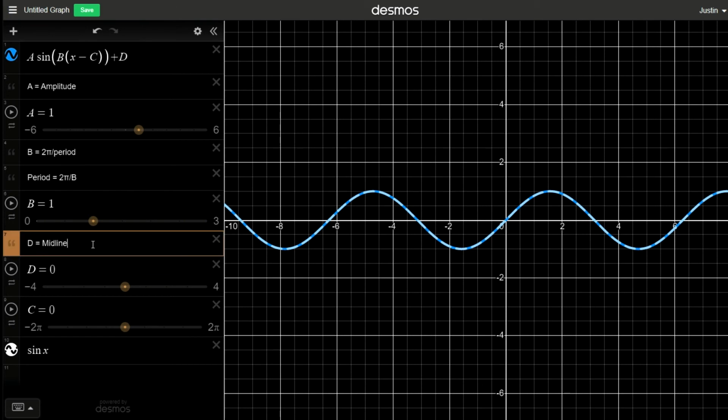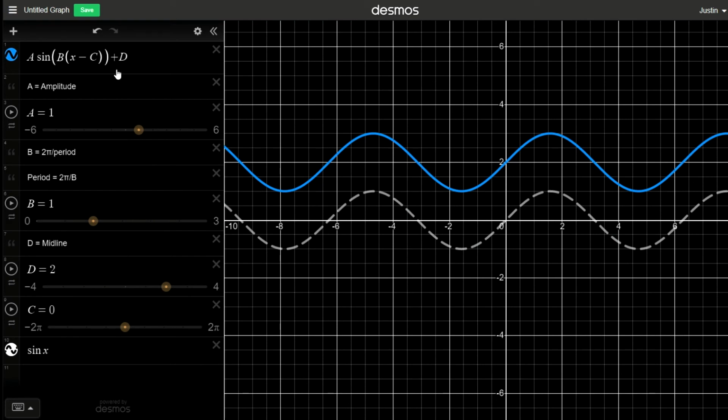Finally, let's look at the midline here. So d, the midline, which adds on the outside. What happens when I move my midline? Well, it just moves everything up or moves everything down. You can see it doesn't change the actual shape of the curve. It's just moving it up and down. And it's a pretty direct relationship. If I make my d value 2, so I'm adding 2, you can see that my midline is here at y equals 2.